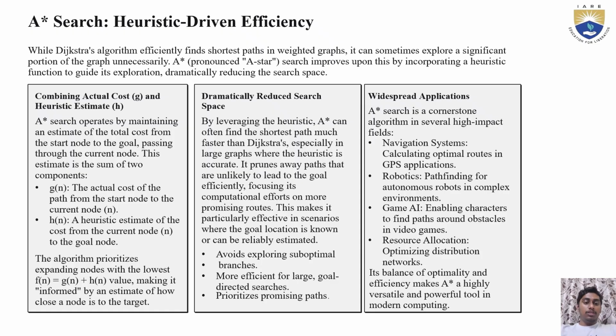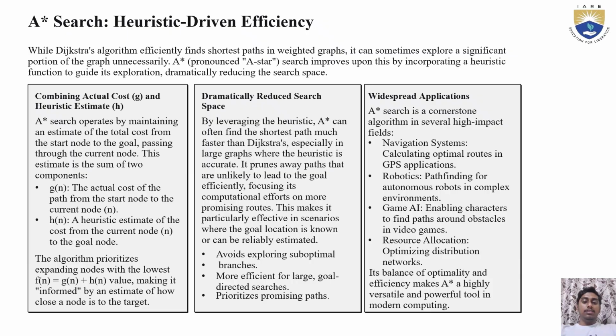Passing through the current node, this estimate is the sum of two components: g(n), the actual cost of the path from the start node to the current node, and h(n), a heuristic estimate of the cost from the current node to the goal node, dramatically reducing search space.